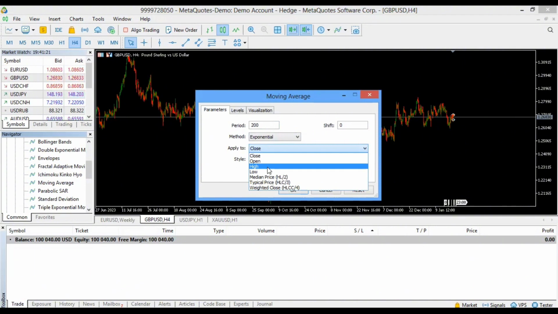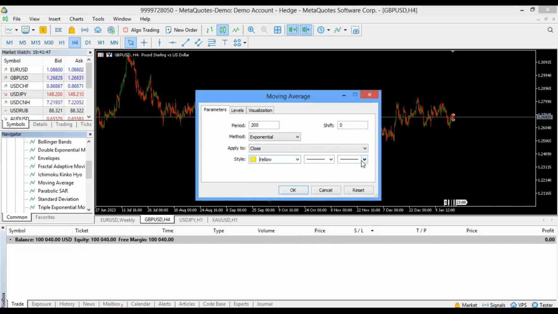A candlestick has 4 prices. It signifies 4 prices: the high, the low, the open, and the close. I think I will throw light on that. Then of course the median price and all this. I like applying it to the close. Then of course you can select the line style or the weight of the line, like the thickness level of the line.